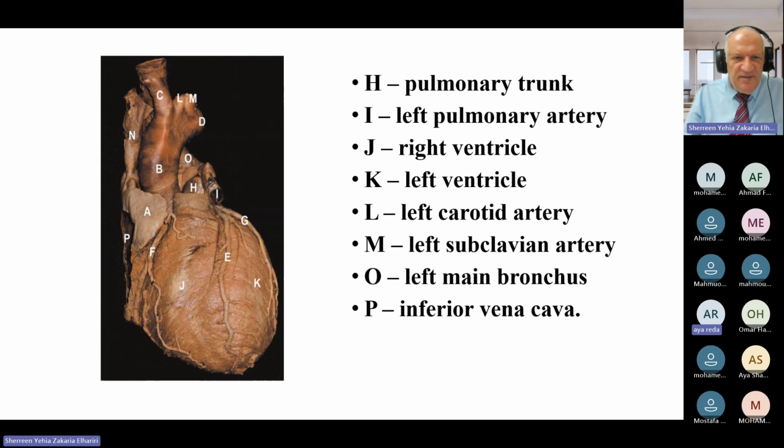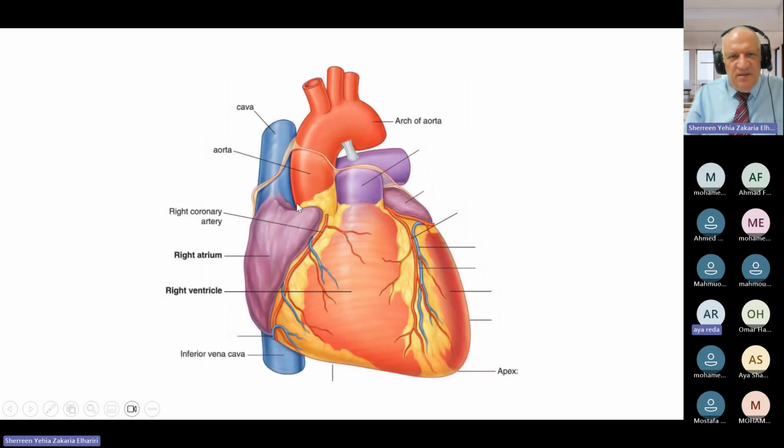K is left ventricle. Okay. L is the carotid. M subclavian. O is left main bronchus. And P is inferior vena cava. Okay. So this is the picture, like right coronary, left coronary, marginal branch. So as you see, it is easy. It is just easy to see all this.